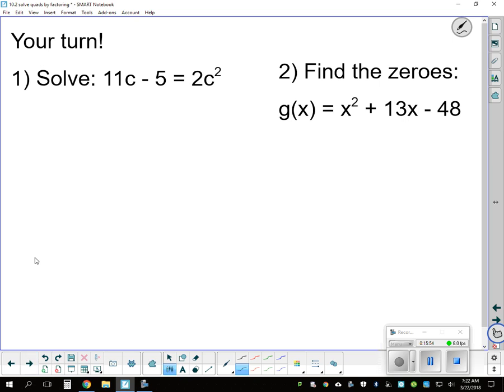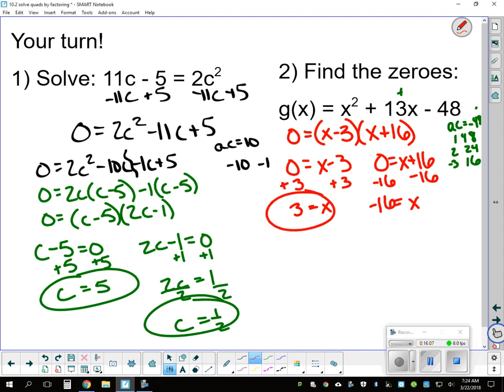Pause this video. Do these two problems. Keep in mind, these directions mean the exact same thing. Pause the video now. Okay, check your answers, compare them to mine. On the first one, we did some AC method. Our numbers were a -10 and -1. Plug those in, did the whole shebang here, and got 5 and 1/2 as our answers.